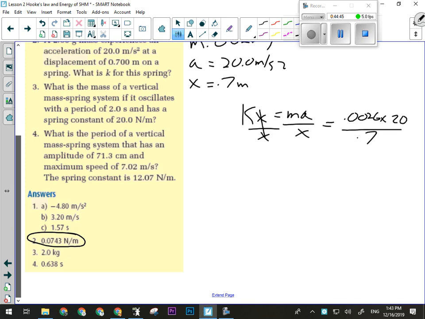Question number 3. That should be pretty straightforward. We have period and spring constant, and we're looking for mass. We should be able to find mass for number 3. I'll give you another minute or two on number 3.